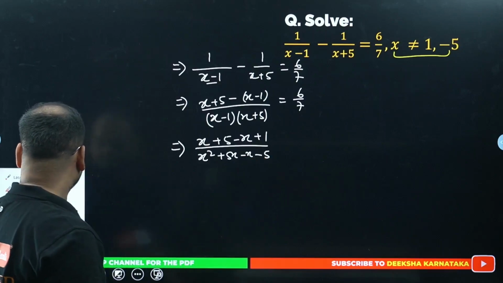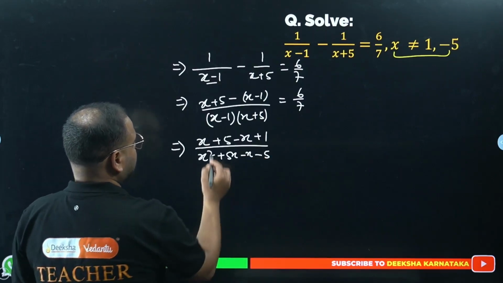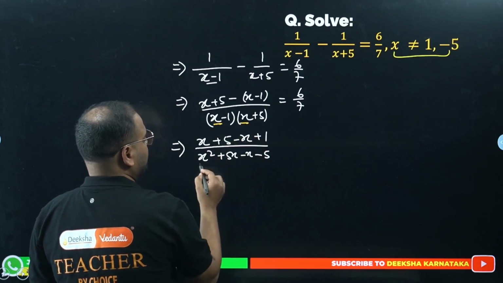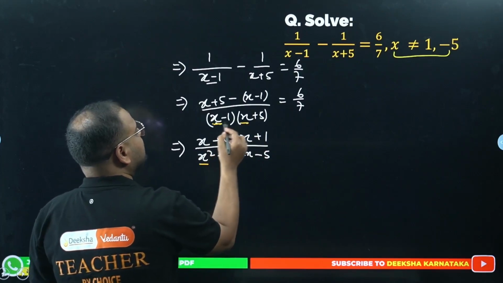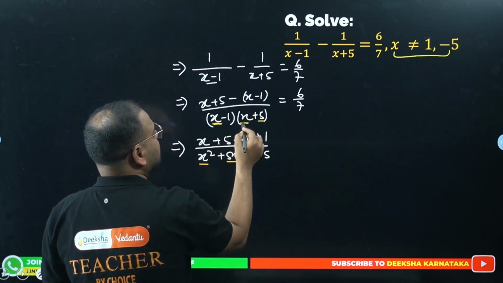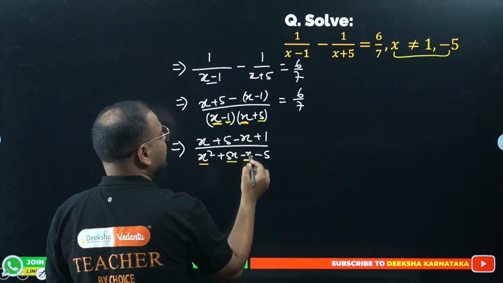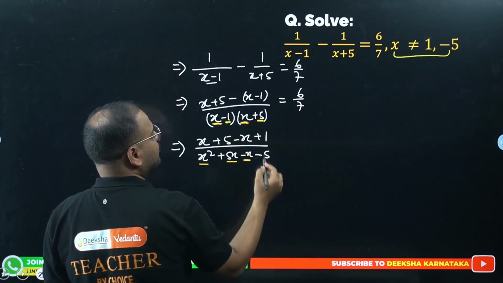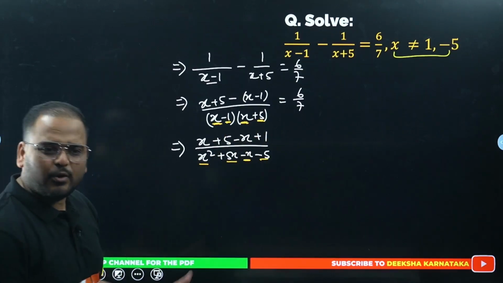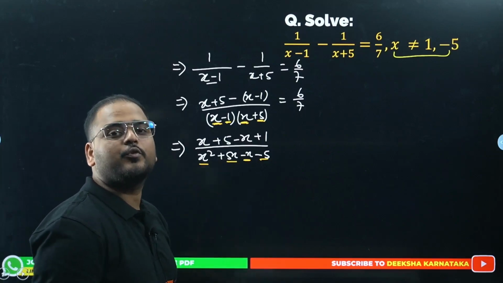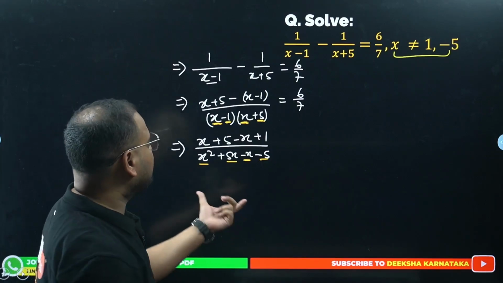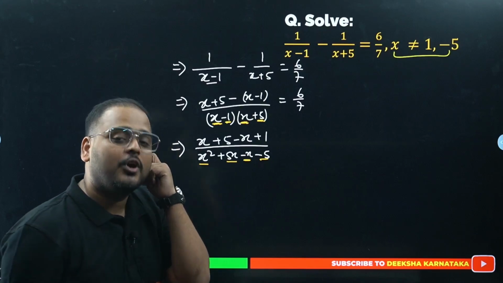How, sir? Okay, I'll show you. Multiply this x with this x, you get x square. This x with this 5, you get 5x. This x with minus 1, you get minus x. And this 5 with this minus 1, you get minus 5. I know you all know it. Just, if somebody is missing it, then he or she should not miss it.